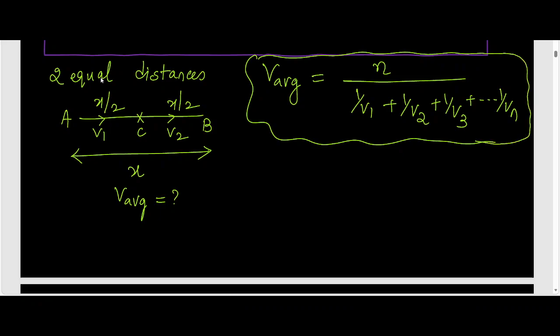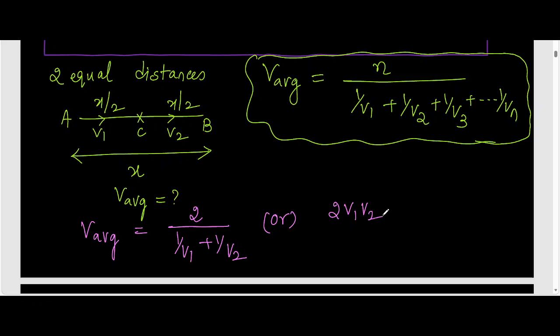Now if you apply the same in this case for AB, for example, two equal distances, what will be V average here? N equal distances, two equal distances, so 2 by 1 by V1 plus 1 by V2. Can we simplify this? This is directly a representation from the formula. If you simplify, you'll get 2 V1 V2 upon V1 plus V2. Clear?